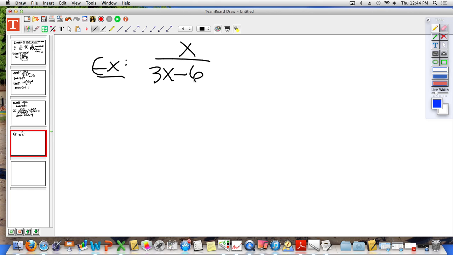What do these things have in common? I want you to get used to factoring because sometimes you don't need to, and if you don't need to, I'm really okay with you not. But if there's a time when you do need to, I want you to know how to do it. What do a 3 and a 6 have in common? A 3. I factor a 3 out. And when I factor a 3 out of 3x, what am I left with? Just an x. And when I divide it out of 6, I have a minus 2.